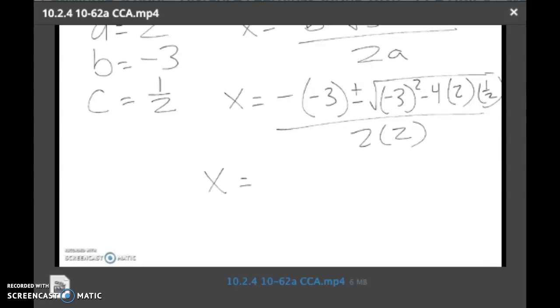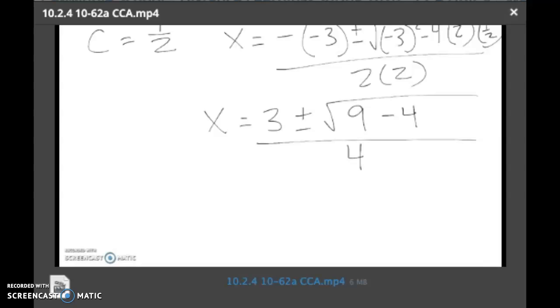So we get that x equals, the opposite of -3 is 3, plus or minus the square root, -3 squared. -3 times -3 gives me 9. And then I have -4 times 2 times 1/2. So 2 times 1/2 is just 1. So 1 times -4 gives me -4. And then we're going to divide all of that by 4. So if I keep solving, I get that I have 3 plus or minus the square root of 5 all over 4.